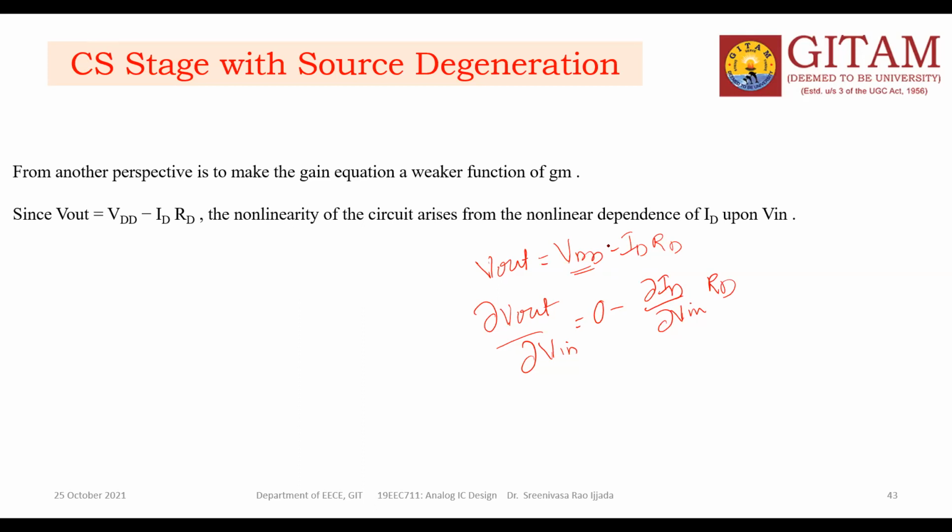So that now I can write capital GM. This is the first time I am introducing capital GM. Small gm is the transconductance of the device, and capital GM is the overall transconductance of the circuit. So GM is equal to ∂ID by ∂V in. You can write this as capital GM.